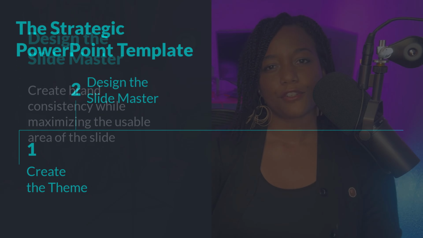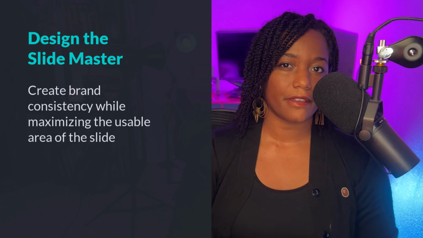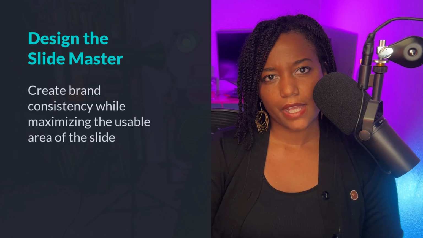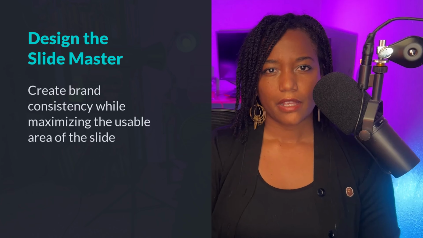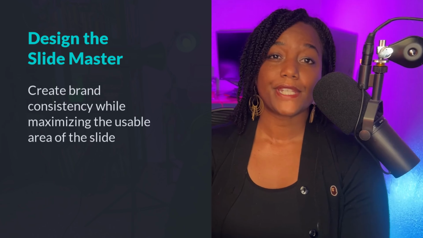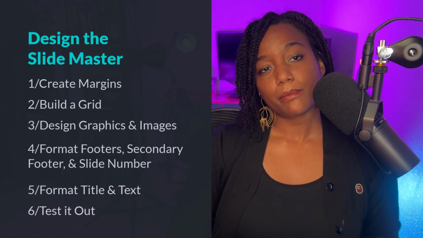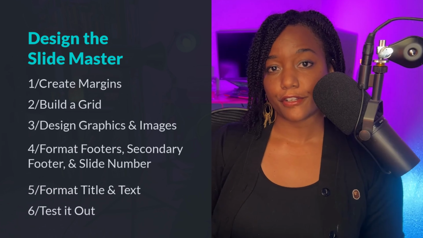The goal here is to create brand consistency while maximizing the usable area of the slide. This phase is simple. You only have to design one slide, but it's so deceptively easy to mess it up. If you get it right, though, it sets the whole template up for success in step 3. We'll need to create margins, build a grid, design graphics and images, format the footer, secondary footer, and slide number, format the title and text, test it out.